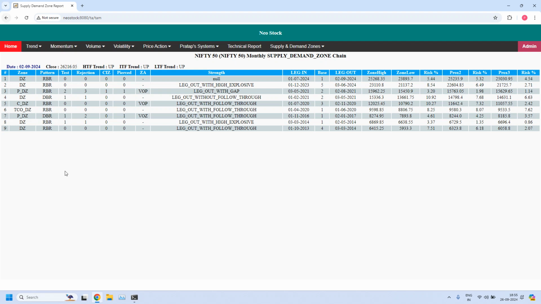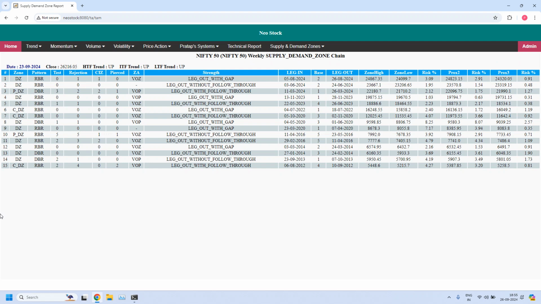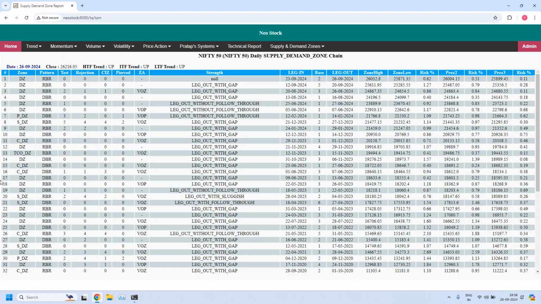Okay, now let me generate NIFTY supply demand zone chain for the next time frame, weekly. So I am generating weekly supply demand zone chain for NIFTY. The next time frame is daily. I am generating daily supply demand zone chain for NIFTY. So a new zone is created today, a daily demand zone. At present NIFTY is at all-time high.